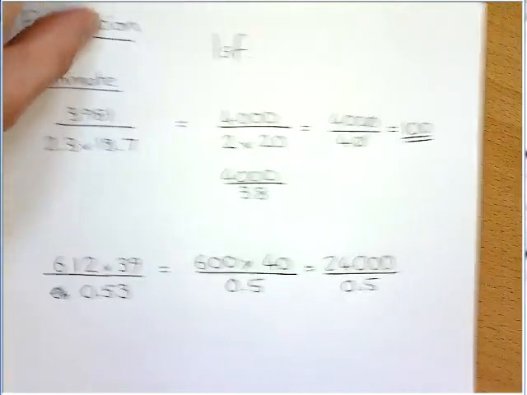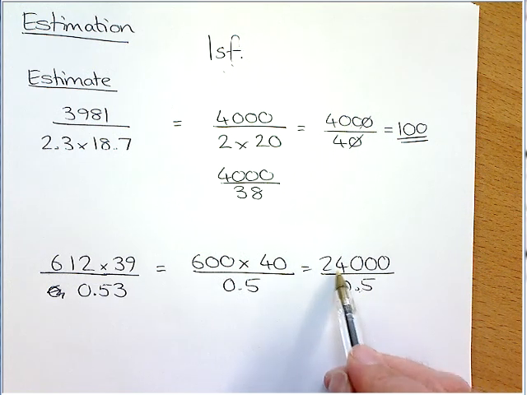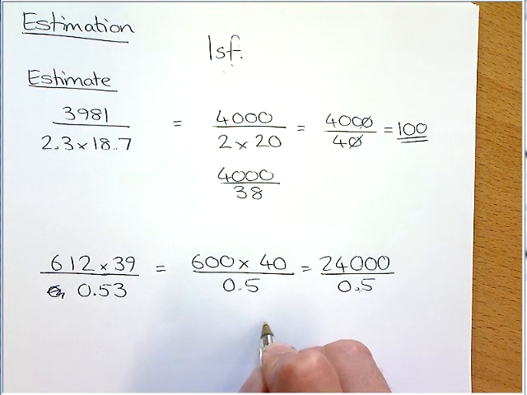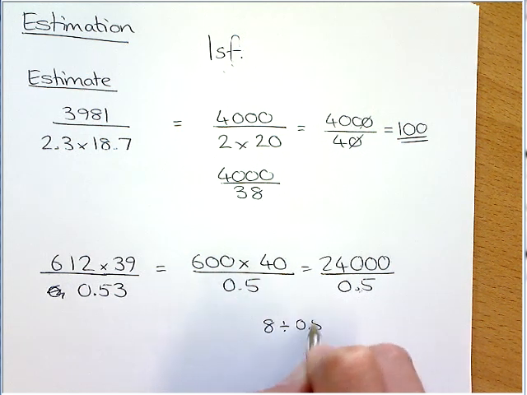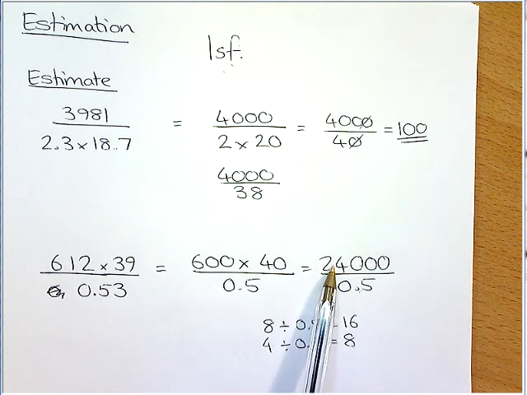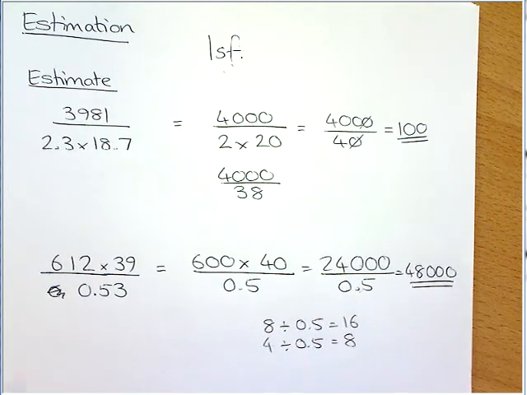Now, when it's 0.5, that's quite easy because you're actually dividing by a half. So you're saying how many halves go into this number. So let's ignore the zeros for a minute. If I said how many halves are there in 8, you should have 16. How many halves are there in 4? You should have 8. So dividing by a half, how many halves go into something is the same as doubling. So how many halves go into 24? Well, it'll be 48 halves in 24 whole ones. And then your 3 zeros. A lot of people get confused with dividing by halves.